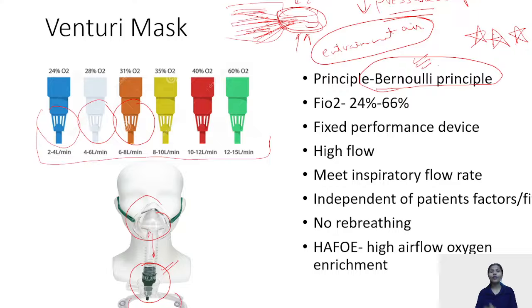So it's a fixed performance, high flow, medium capacitance device and patient independent. No rebreathing takes place because it's such a high flow that all the CO2 is being displaced. The other name for Venturi mask is high airflow oxygen enrichment device. This is the only mask which is going to give a fixed FiO2 at a very high rate. I hope the Venturi mask is clear.